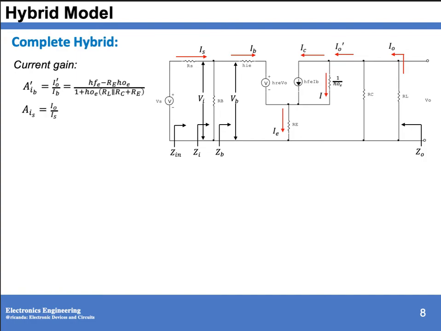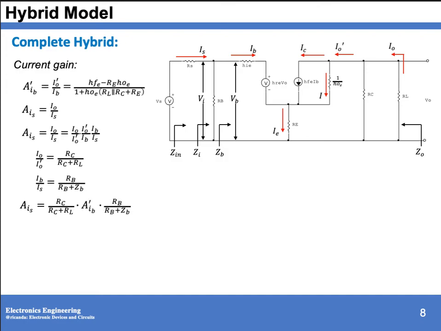And it can be written also as IO over IO prime times IO prime over IB and IB over IS. So for the ratio IO over IO prime, that is equal to RC over RC plus RL. And for IB over IS, that is RB over RB plus impedance at the base. So therefore, AIS equals this equation, but we don't know yet the impedance at the base. So we have to solve for the impedance at the base.